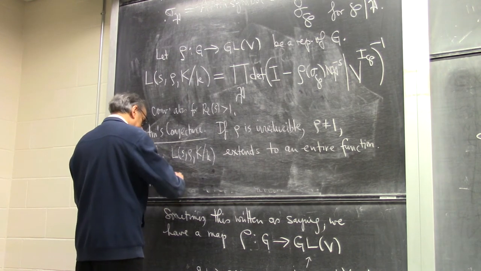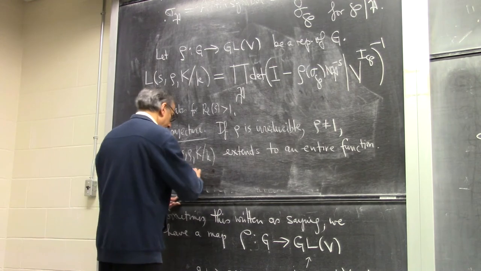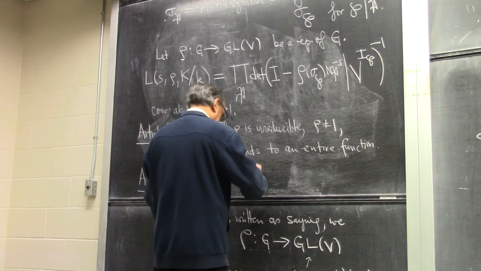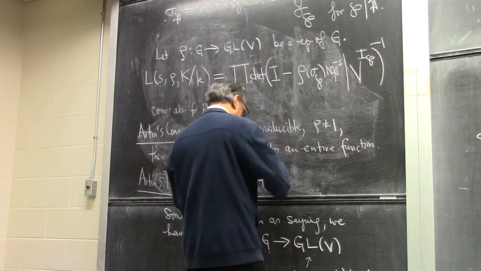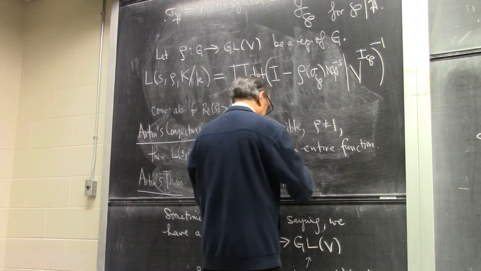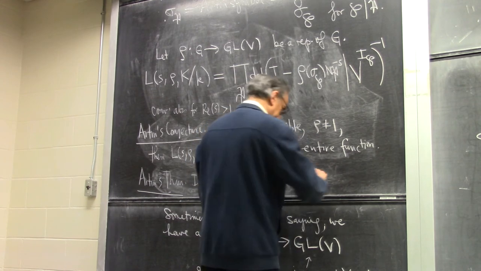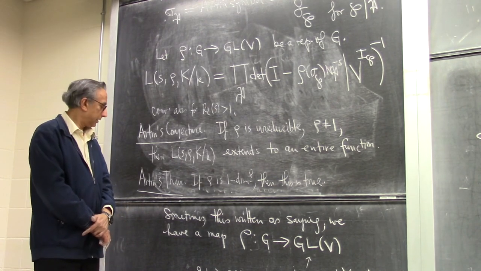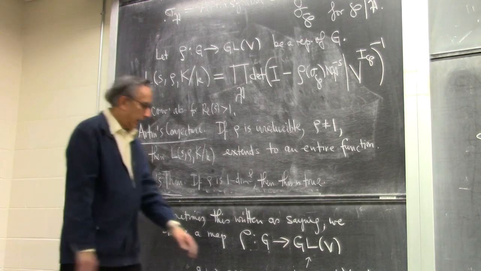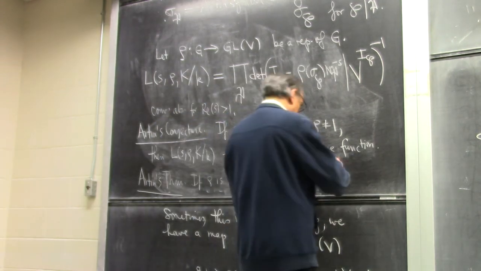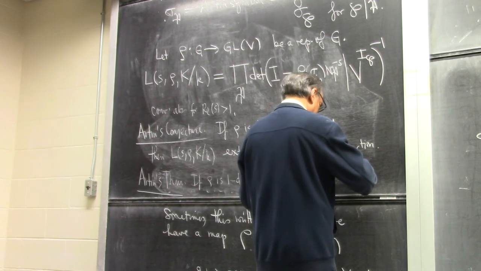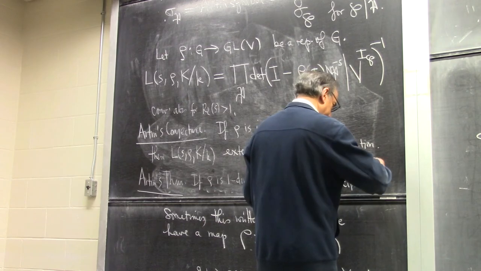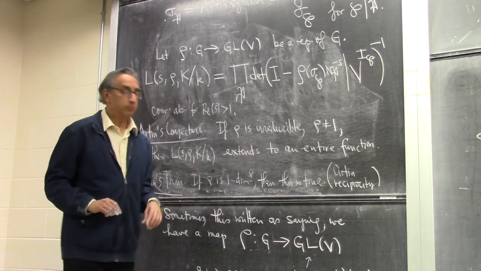Artin's theorem is that if rho is one-dimensional, then this is true. So this is Artin's theorem. Sometimes this is also called Artin reciprocity, because the reciprocity law that we discussed is essentially what's involved here.